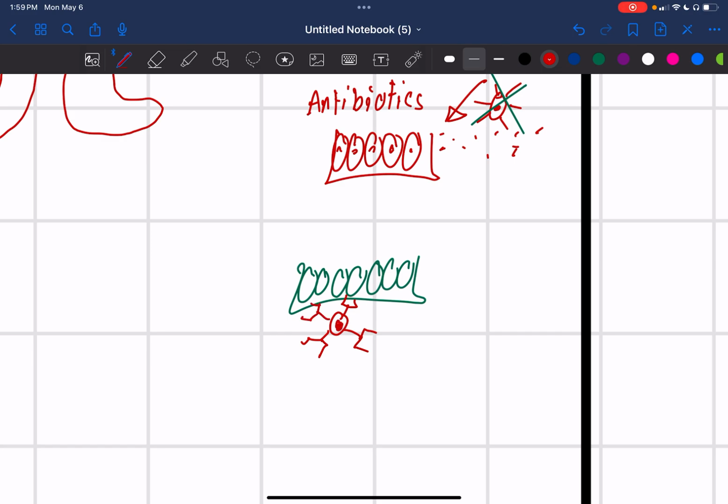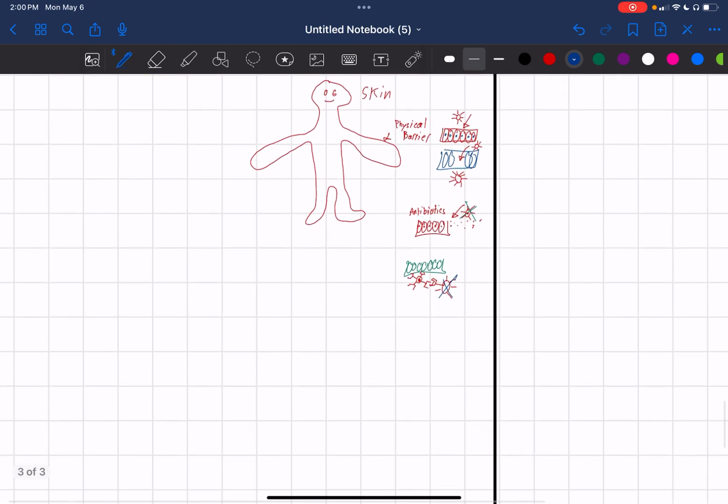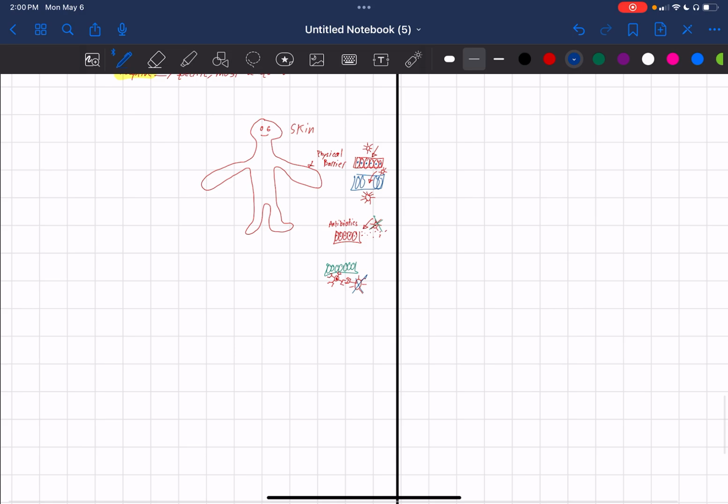Right, and they can essentially attach to these microbes, right? Because it's a lock and key mechanism, and it can kill it, right? Lymphocytes. So those are some lines of defense in our immune system.